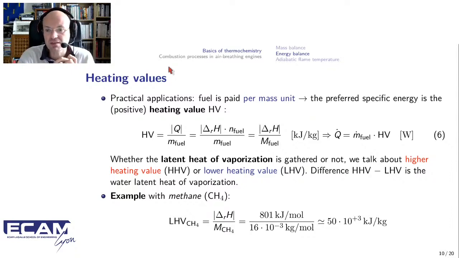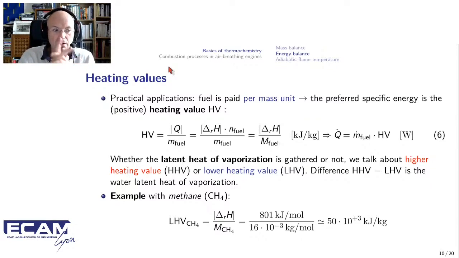And so to express it more formally, it's just equation 6. Okay, the heating value is the amount of heat which is released divided by the mass of fuel involved. And when you combine everything, at the end you just obtain the ratio of the heat of reaction, the enthalpy of reaction, divided by the molar mass of the fuel.